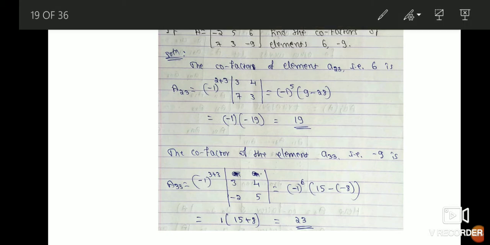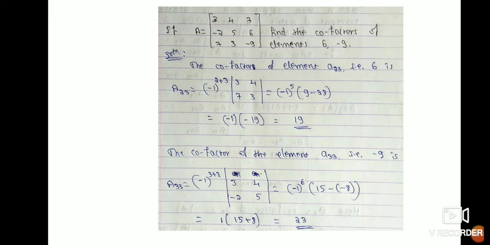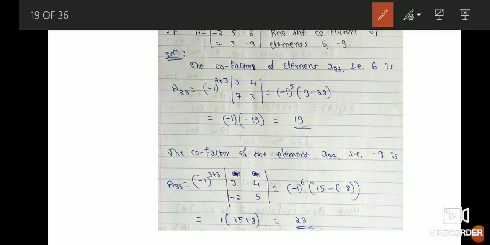Consider one example. In this example, I have to find out the cofactor of the elements 6 and minus 9. So 6 is in the second row, third column, that is A23, and minus 9 is in the third row, third column, that is A33. So the cofactor elements are A23, which is 6, and A33, which is minus 9.